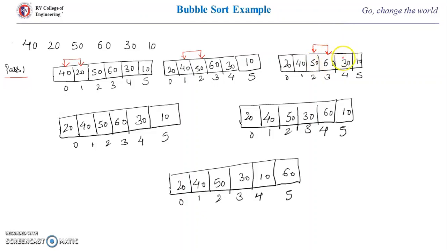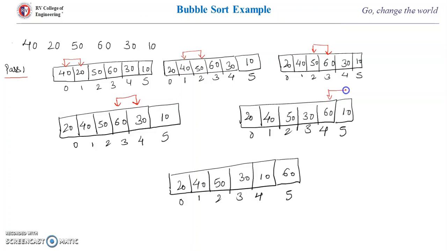So next, which two elements will be compared? 3 and 4. So now 3 and 4 will be compared. Array 3 is greater than array 4, that means we need to swap. So after swapping, this will be my array. See here, 30 will come at index 3, and then 60 will come here. So you can see here 30 has come and 60 has come here.